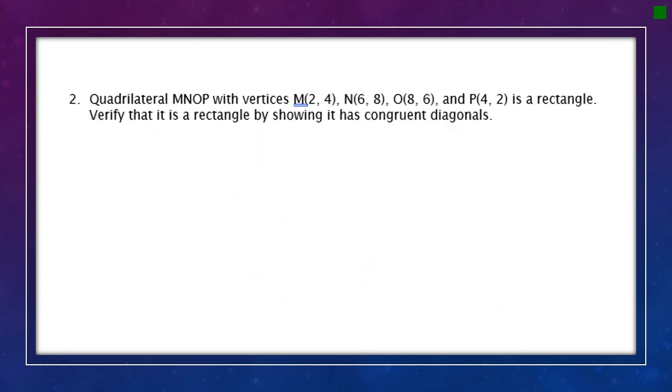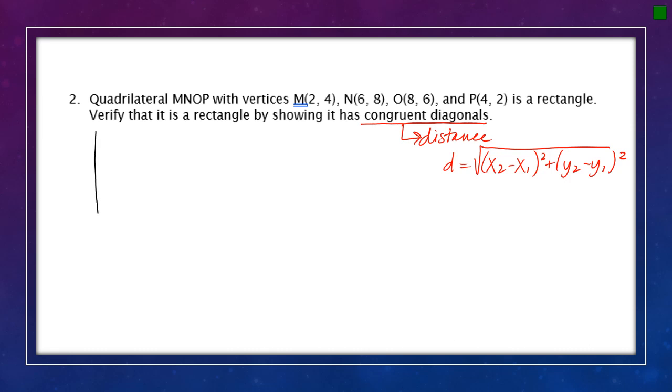Okay, we have another quadrilateral, which we're being told is a rectangle, and we want to verify that it's a rectangle by showing it has congruent diagonals. So the first thing I see here, congruent diagonals, I know that I'm going to be using the distance formula. And the distance formula looks like this, and you will have to have this memorized for the test. All right, so I'm going to draw a quick sketch and make sure that I know what I'm talking about here.